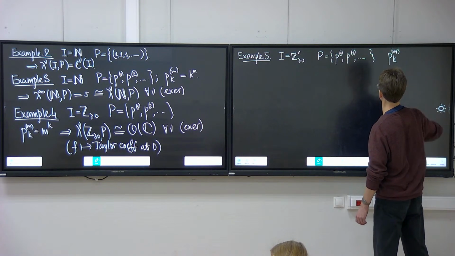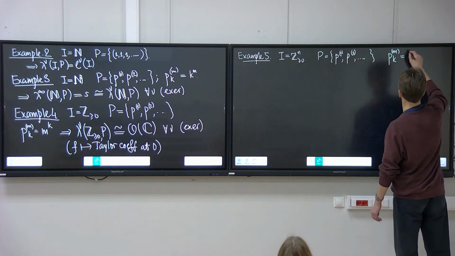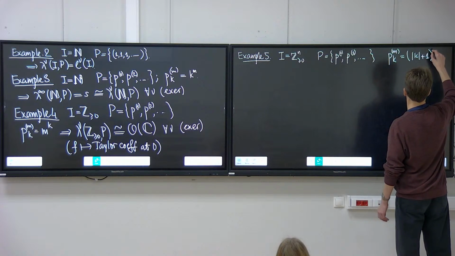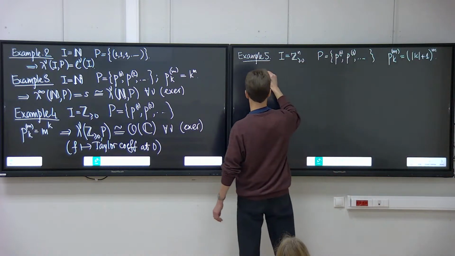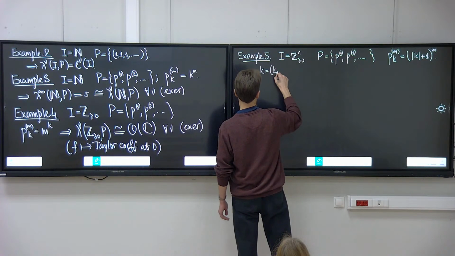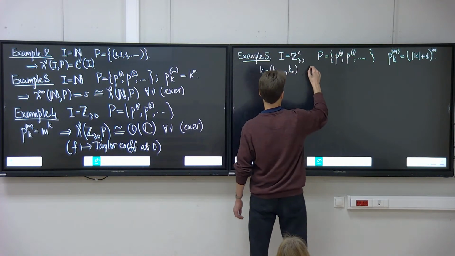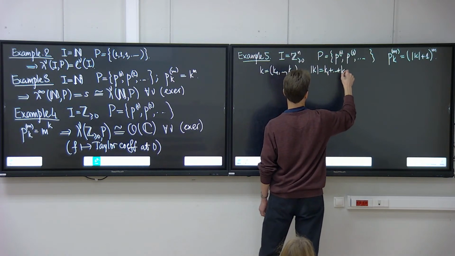Its kth coordinate, where k is now an n-tuple of non-negative integers, is the absolute value of k plus 1 to the power n. Here I'm using the standard multi-index notation. So if k is the n-tuple k1 to kn, then we define the absolute value of k to be the sum k1 plus ... plus kn.